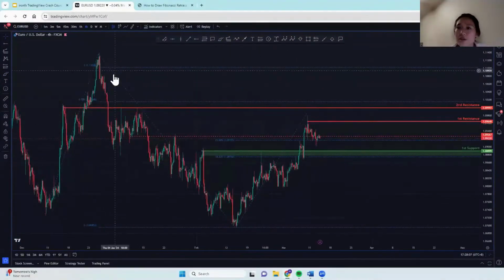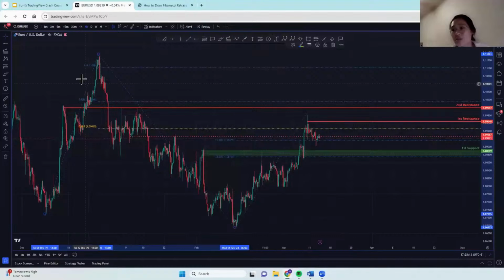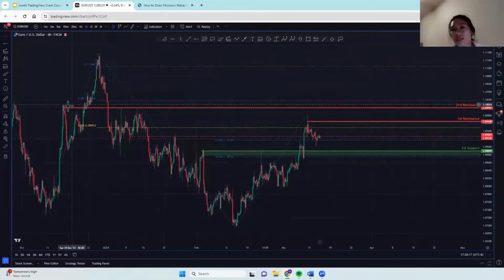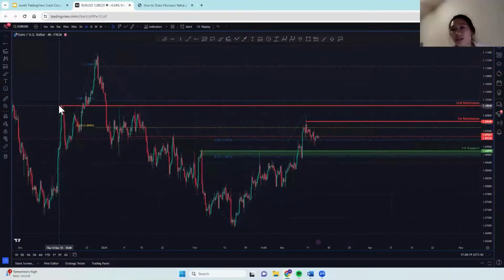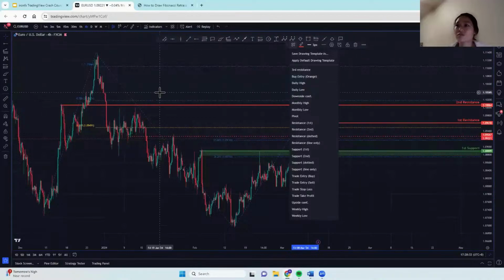So you can see that for our projection, we use 61.8, 78.6, and 100%. You can see my 78.6 is in line with my second resistance. My 61.8 is also in line with my first resistance. So I'm just going to keep those two levels.